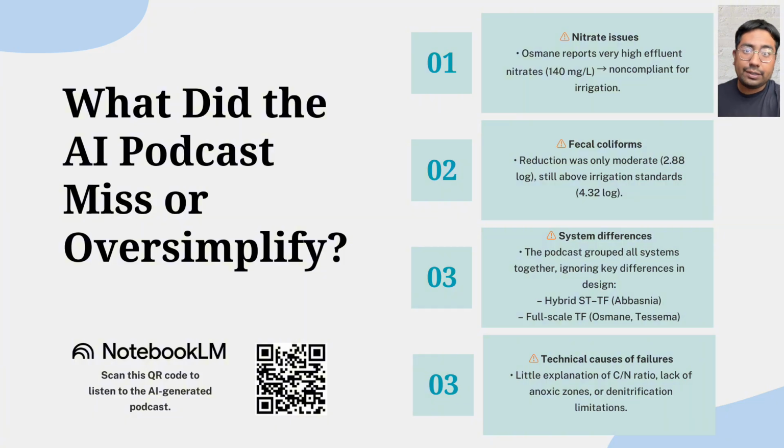Another problem is that the AI grouped all trickling filter systems together, ignoring key differences. For example, Iván evaluates a hybrid ST-TF system, while Usmain and Tisema analyze full-scale TF systems with very different influent loads. And finally, it didn't fully explain the technical reasons behind system failures, such as the lack of anoxic zones for denitrification, variations in C/N ratio, or the operational differences between plants.